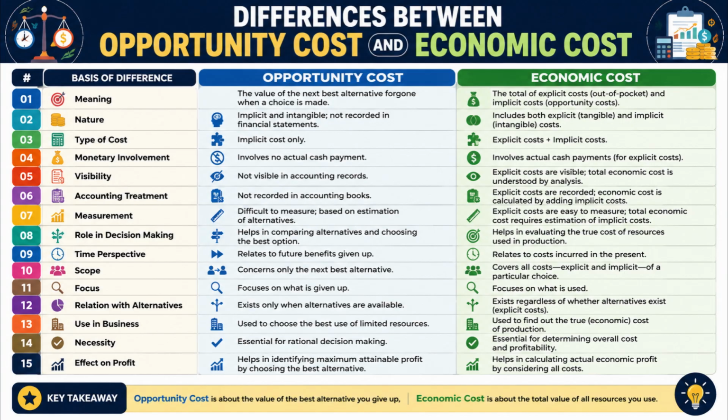Now, let's understand the major differences between them. Number 1. Opportunity cost is the value of the next best alternative foregone when a choice is made, whereas economic cost is the total of all explicit and implicit costs associated with a decision. Number 2. Opportunity cost is an implicit and intangible cost, whereas economic cost includes both tangible and intangible costs.